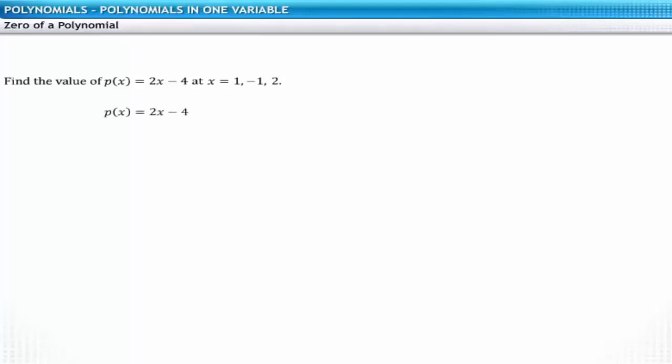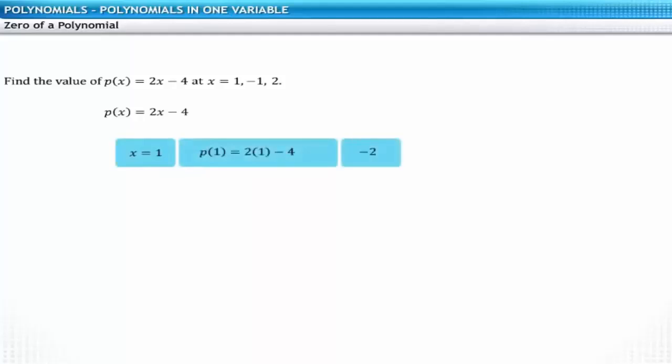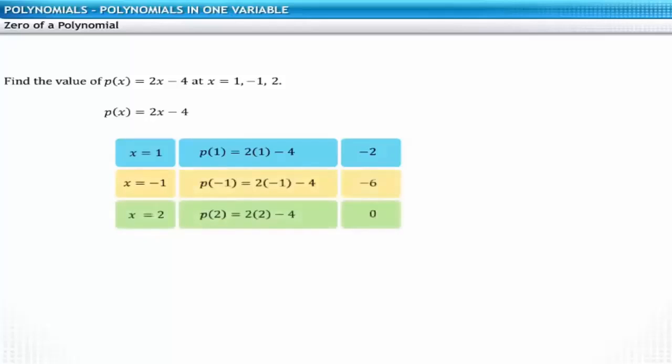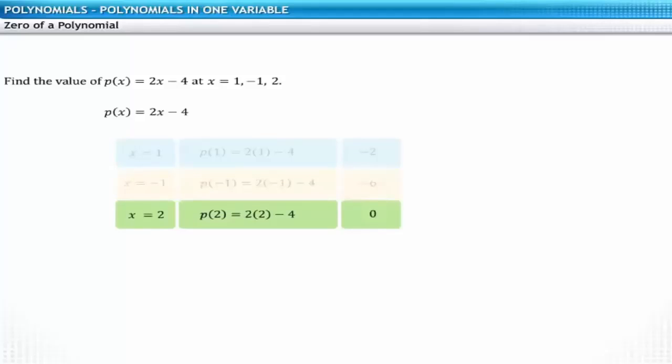Let's solve the polynomial for each of these values of x. First, substitute x with 1 into the polynomial. The value of the polynomial is -2. Similarly, the value of the polynomial for x is equal to -1 and x is equal to 2 is -6 and 0 respectively. In this example, the value of the polynomial is 0 when x is equal to 2. Therefore, 2 is the zero of the polynomial p of x is equal to 2x minus 4.